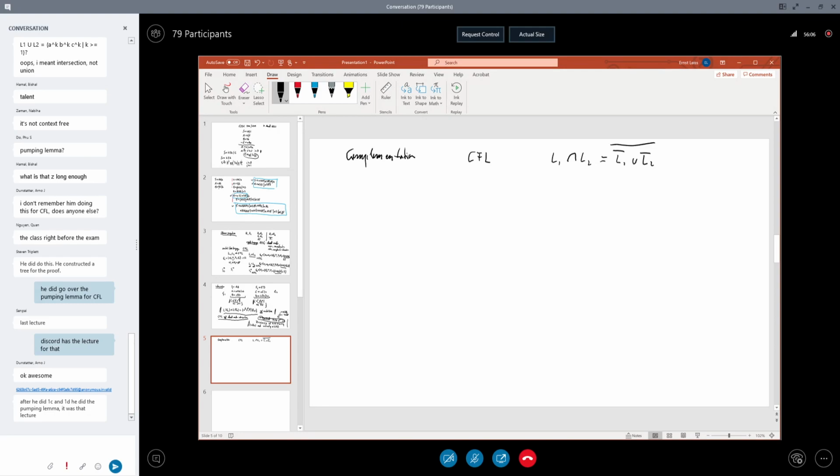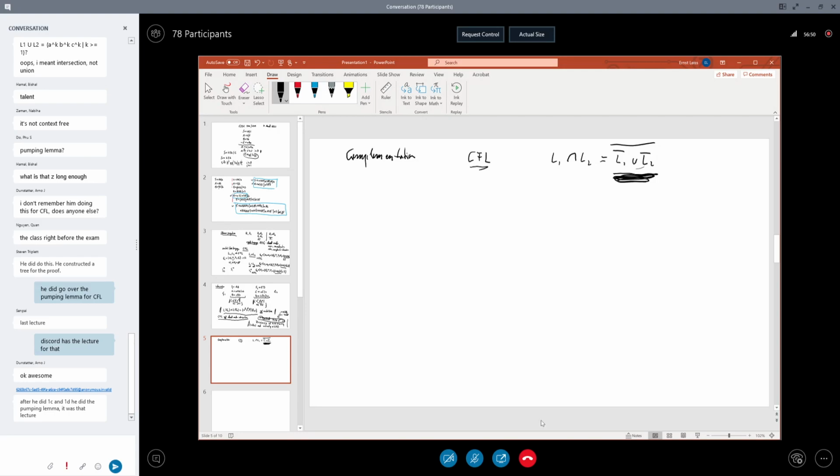So if context-free languages were closed under complementation, then we would now have in this formula a proof that they would be closed under intersection. Because if they're closed under complementation, then L1 complement would be a context-free language, and L2 complement would be a context-free language. We've already seen that the union of two context-free languages is a context-free language. And then the complementation of that would again be a context-free language. And that would then prove that the intersection is a context-free language.